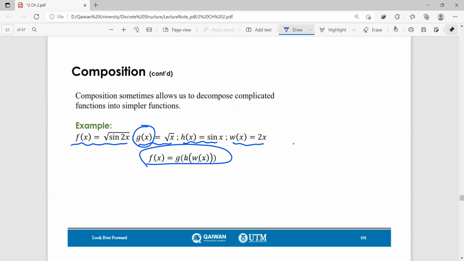Let's say g of x and h of x. We say g circle h of x equals g of h of x.